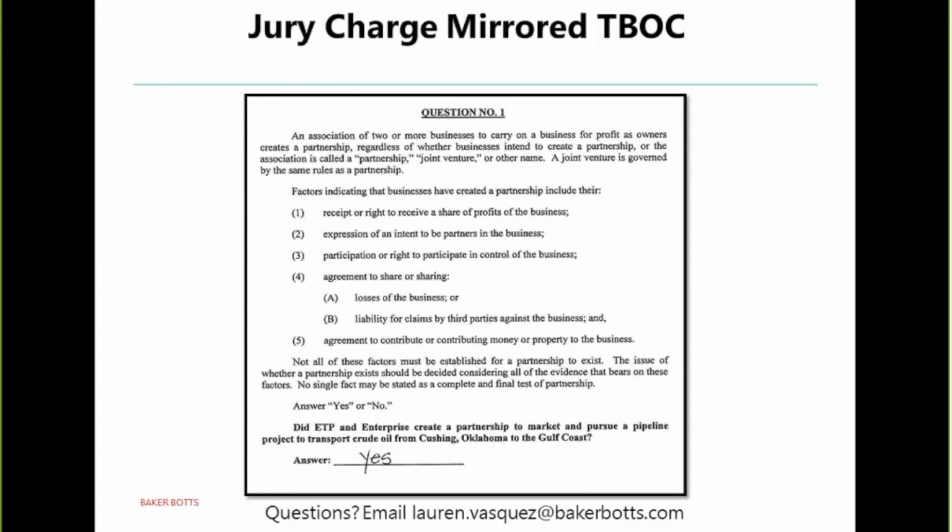So when we talk about the trial result that we got, this jury instruction really was an advantage for ETP, who during a month-long jury trial developed some powerful narratives about the conduct of the parties, whereas Enterprise was really arguing more based on the contract language.